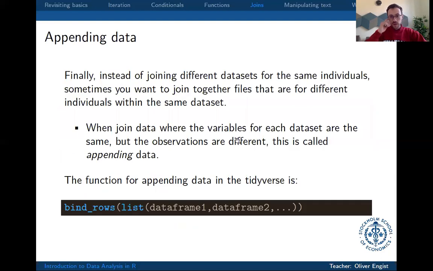If you just want to append data, in the sense of combining additional observations to your dataset, you use the function bind rows, and then you just provide a list of the data frames that you would like to have combined. And what this does is basically just stack your datasets on top of each other. So for example, if you have a panel and you would like to append an extra year, then you would just use bind rows to append the extra rows that contain the observations for a new year.